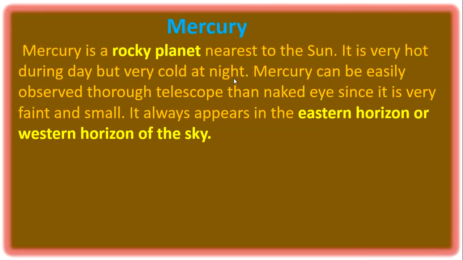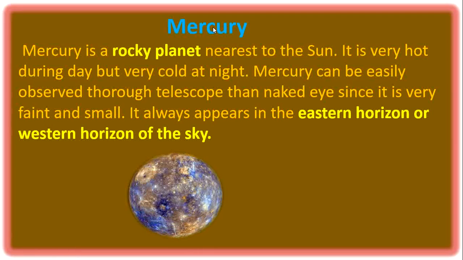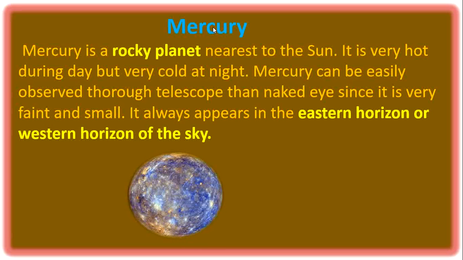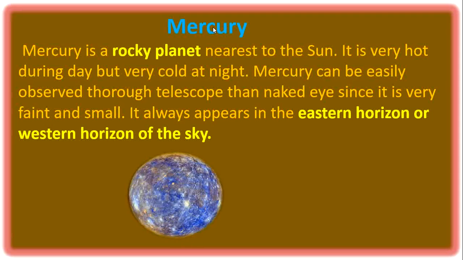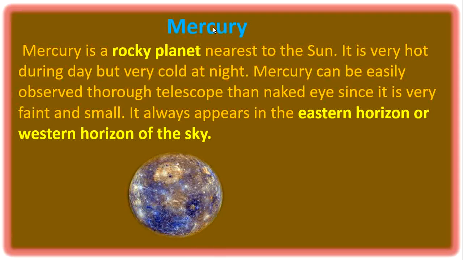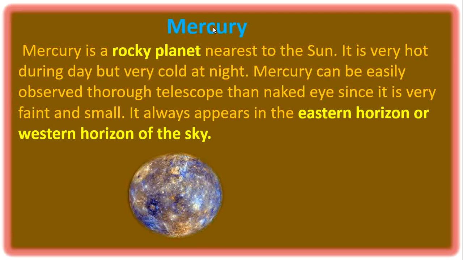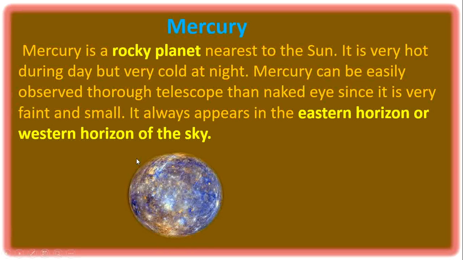Now let us learn about each planet in the solar system. First, the first planet, Mercury. Mercury is a rocky planet nearest to the sun. It is very close to the sun, so it is very hot during the daytime and very cold at night. Mercury is observed more easily through a telescope than with the naked eye, as it is very faint and small. It always appears near the eastern or western horizon of the sky.